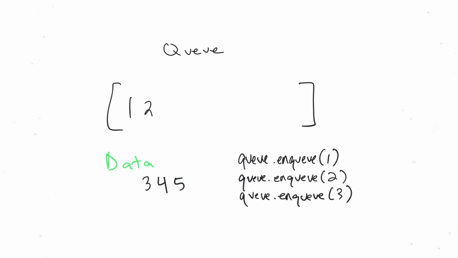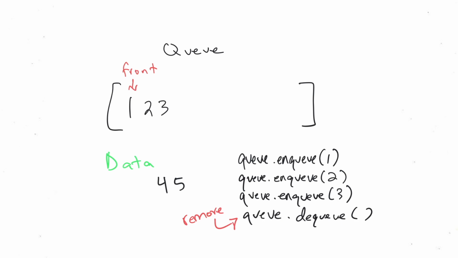If we were to enqueue or add the number 3, then that's going to go to the end of the queue. So that's going to go after 1 and 2. So when you enqueue or insert values into your queue, it's always going to the end of the queue. Now, if we were to dequeue from the queue or remove a value from the queue, well, that's going to be removed from the front of the queue.